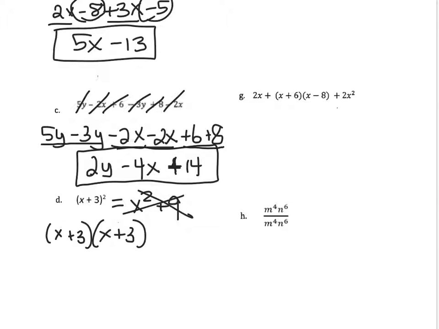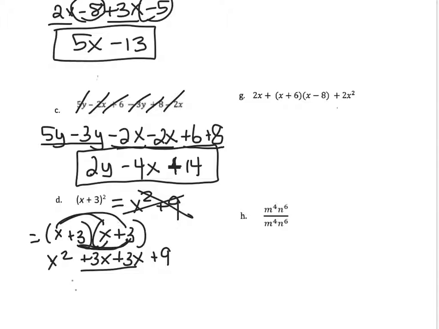This is what you're really doing if you expand it out. And so you have to double distribute. X times x gives you x squared. X times 3 gives you 3x. Taking the second term through the second set of parentheses, 3 times x gives you another 3x. And 3 times 3 gives you 9.